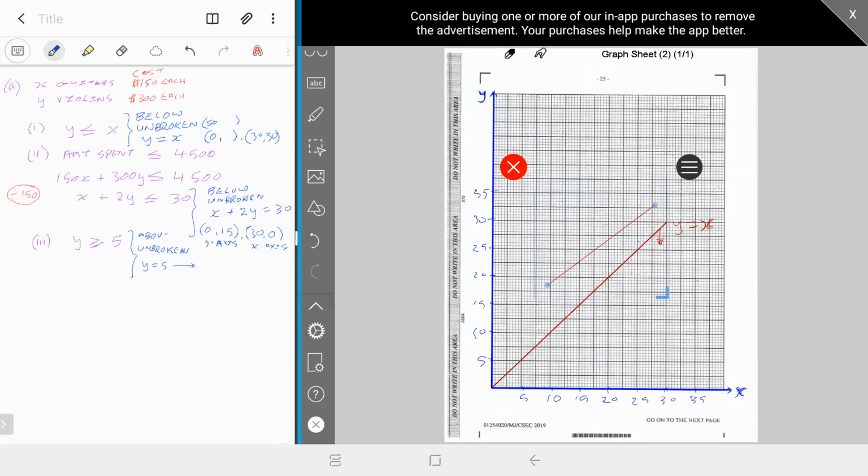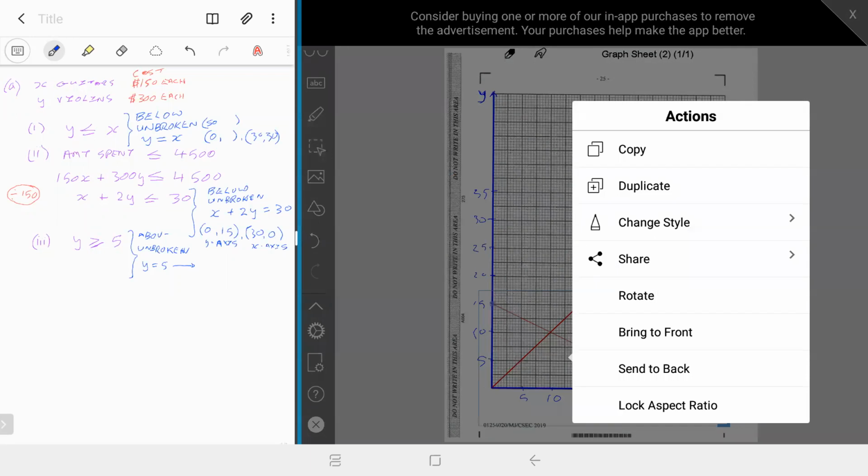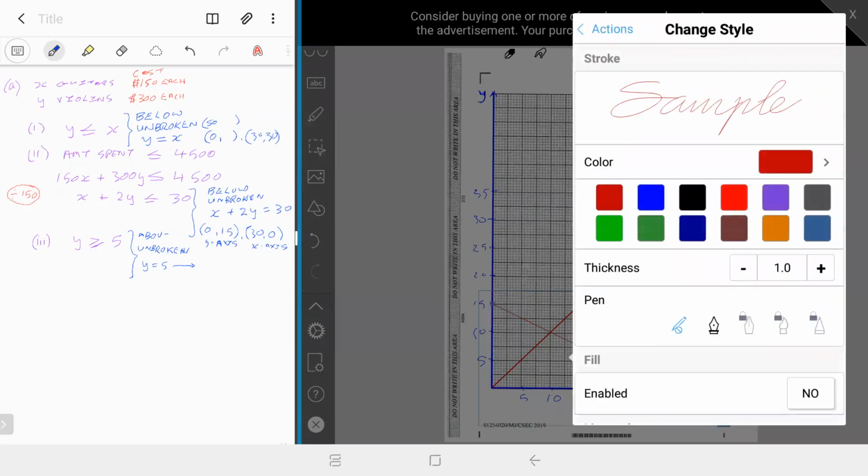The second one, remember, passed through 0, 15. So I'm going to put one point at 0, 15 right there, and the other point is going to go to 30, 0. So I'm going to move the other point down to 30, 0, which is right there. That's the second line, but I'm going to also extend it so I can label it like that. Let's see if we can change the style, make it a little bit thicker. That's my second line.